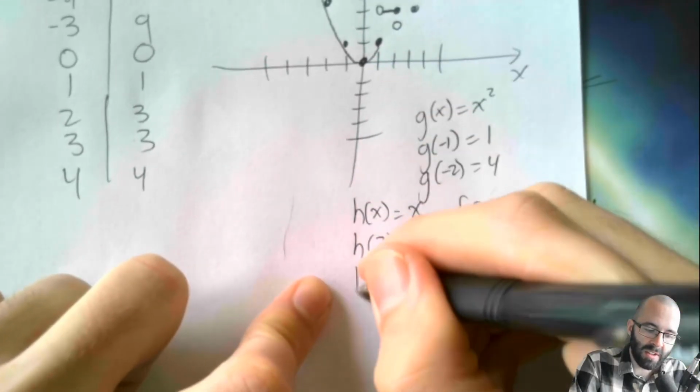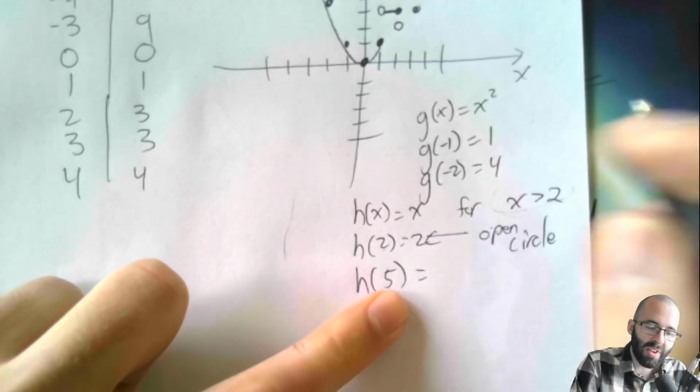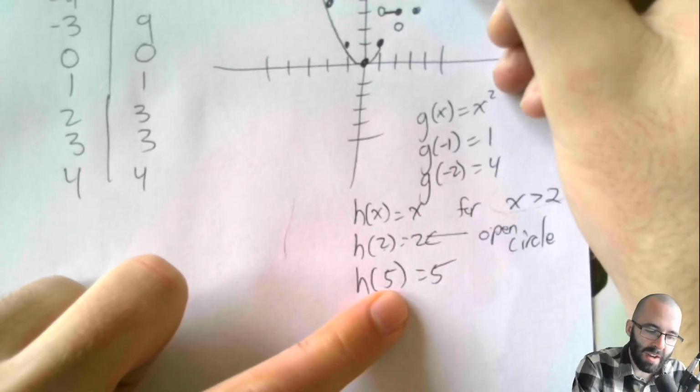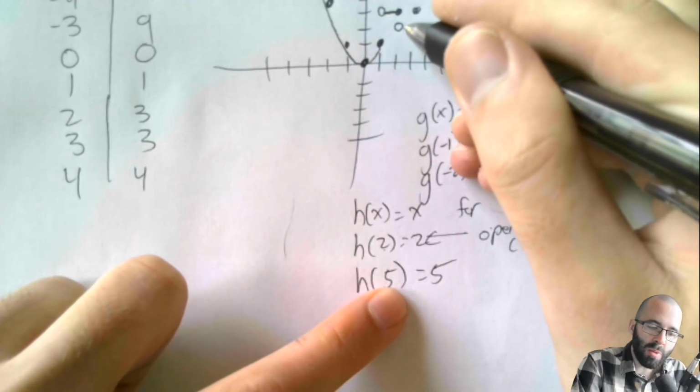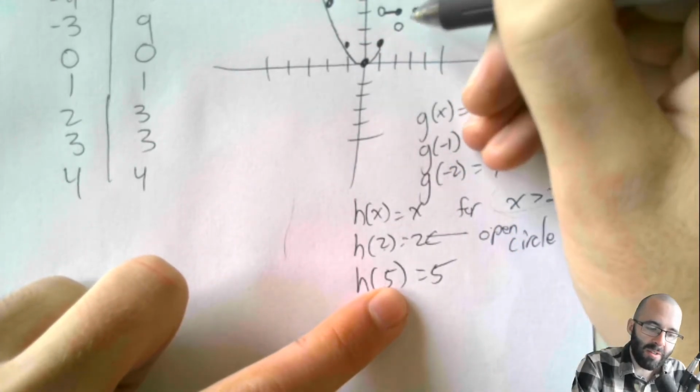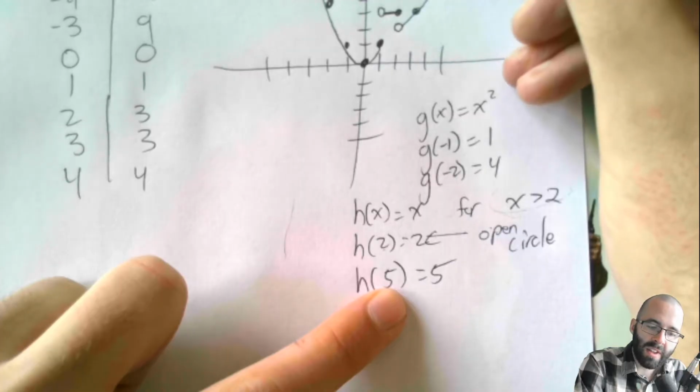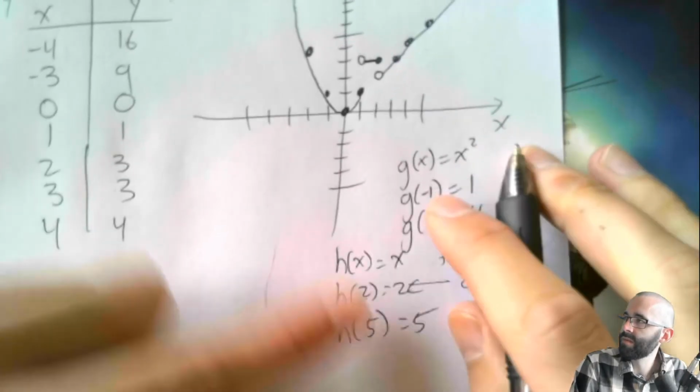We have the identity function. We could get more points, right? When x is 5, the identity function says we should be at 5. We found the open circle. We know that this is what the identity function looks like. That's how we can graph that third piece.